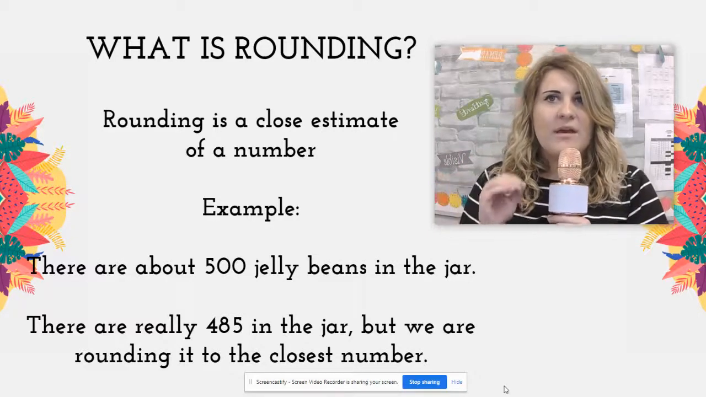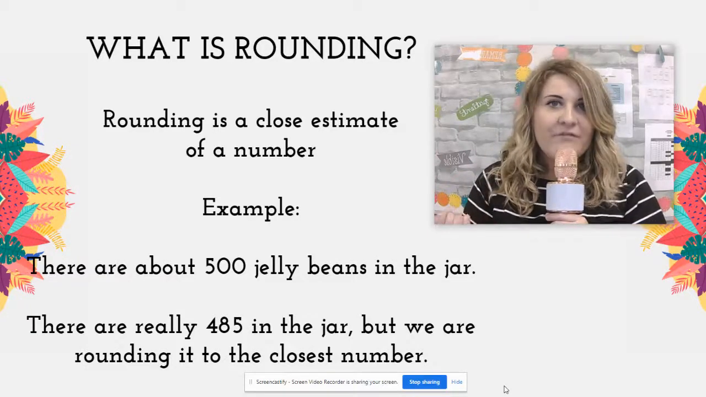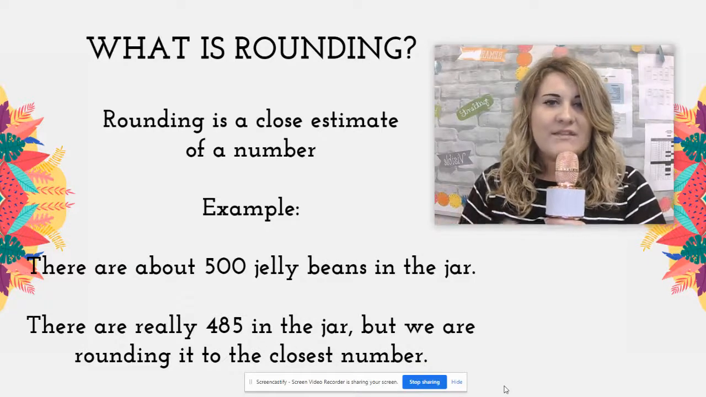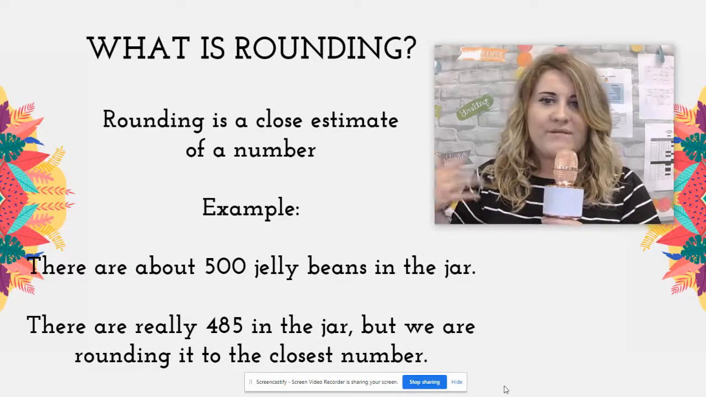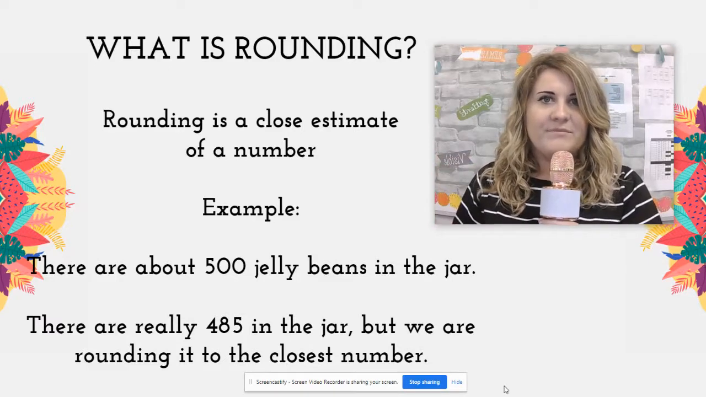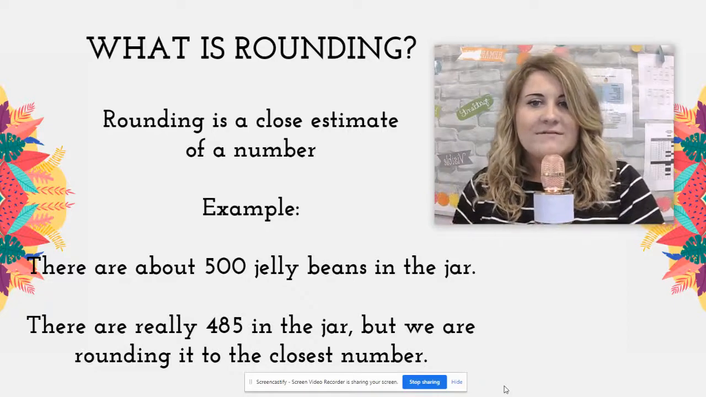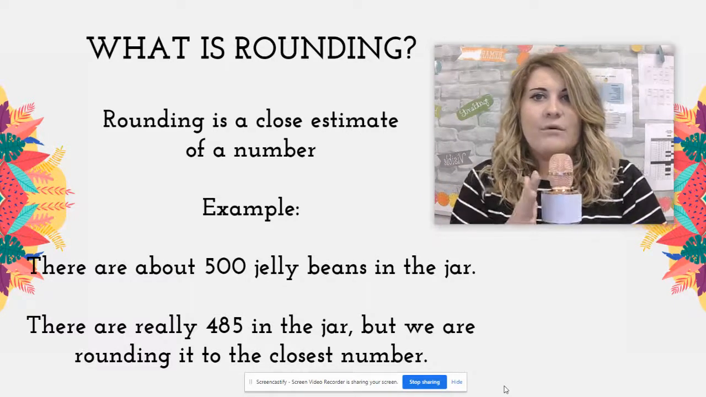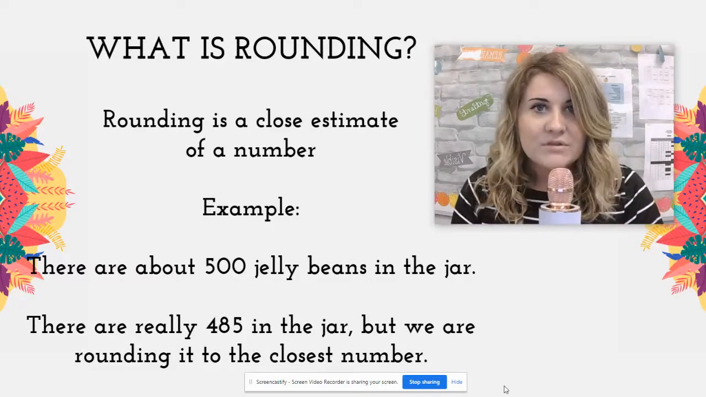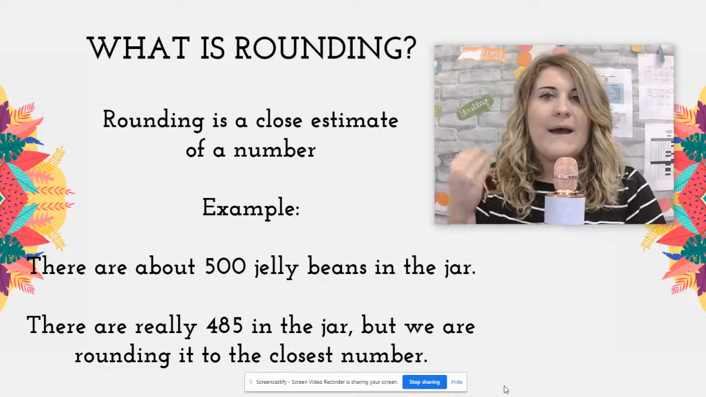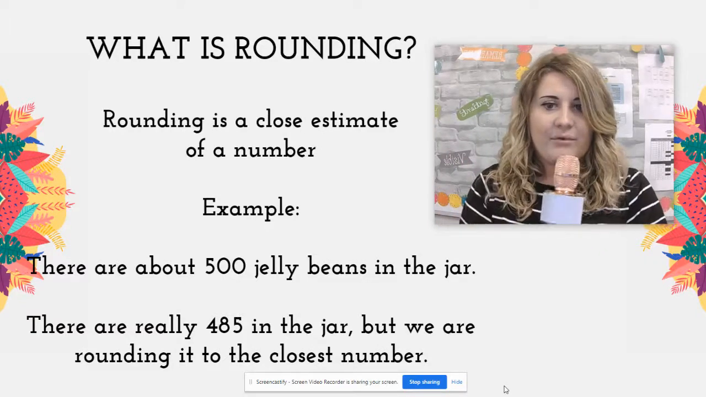So if I ask you about how many are in there, you're going to say about 500. You're not going to say there are 485 unless you just don't have anything else going on and you have time to count 485 jelly beans, which I don't think any of us do. You're going to just say it's about 500. About means close. It means a close guess. It means estimate. It means rounding. So when you hear the word about in math, when it says about how many, they want you to round. About means rounding in math, okay?